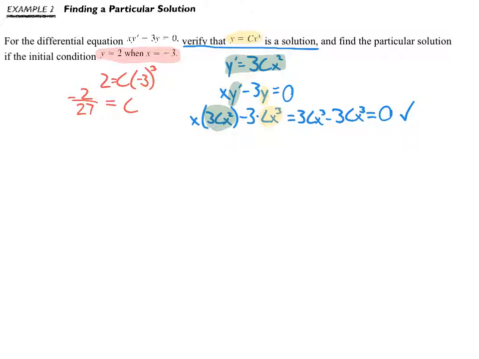So it's over a negative 27. Okay. Yeah, that's exactly what I'm using. 3 cubed, oh my god. Yeah, that's okay. Alright, so the particular solution would be y equals negative 2/27 x cubed. Okay? So there's our particular solution. Any questions?